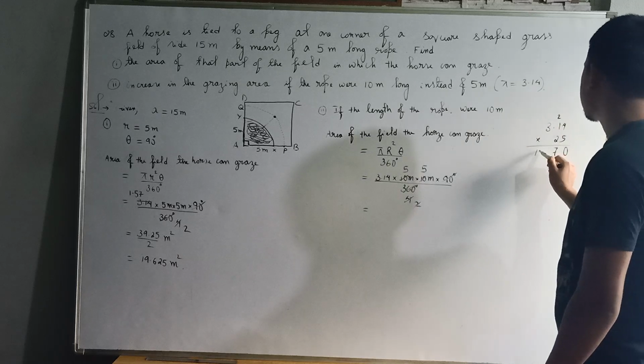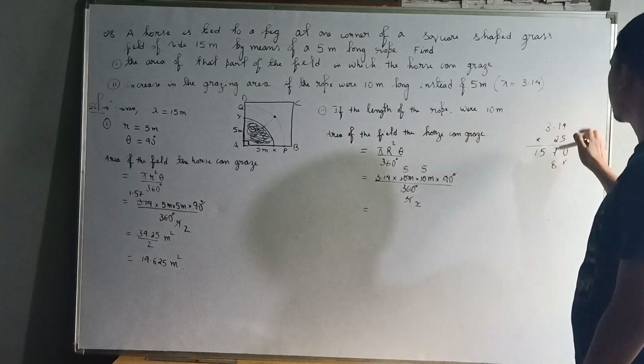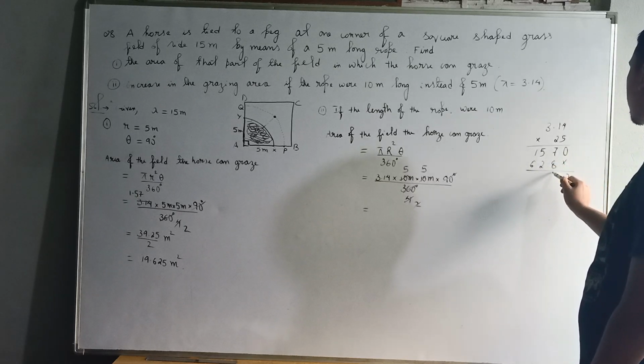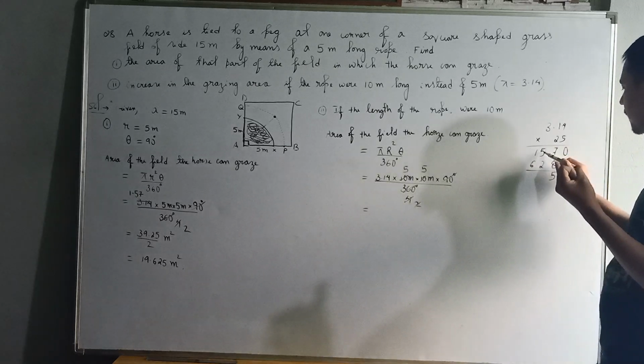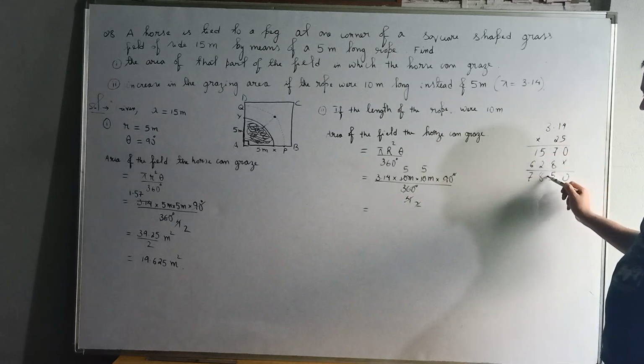5 3s are 15. 2 4s are 8. 2 1s are 2. 2 3s are 6. So, 0, 7 plus 8 is 15. 5, 1 in hand. 5, 6, 7, 8. After the decimal, 2 digits, so 1, 2.